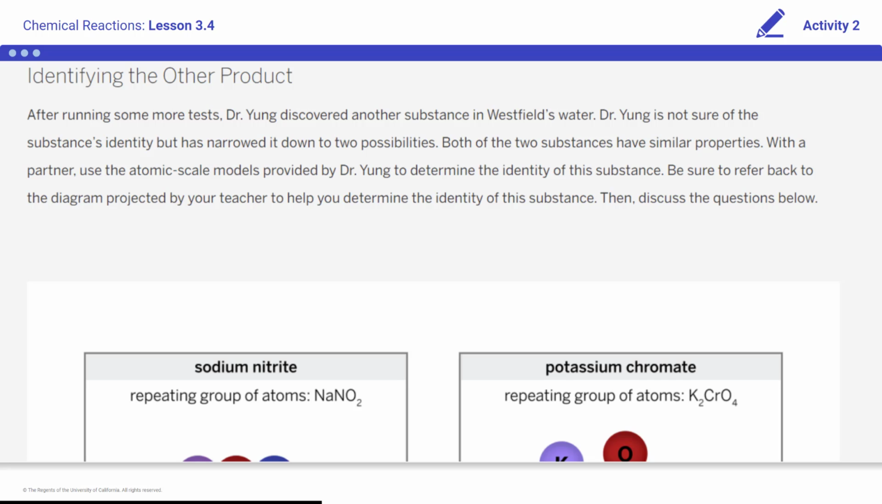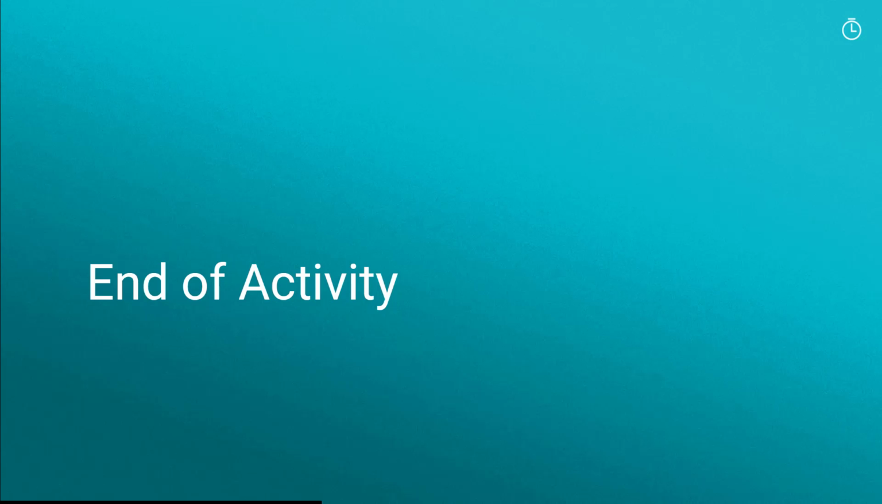Which atoms were needed to form the potassium chromate? Potassium, chromium, and oxygen. Were these atoms present in either of the reactants? Oxygen was present, but potassium and chromium were not. Could the potassium and chromium atoms have been created during the reaction? No, atoms are never created during chemical reactions. End of activity.